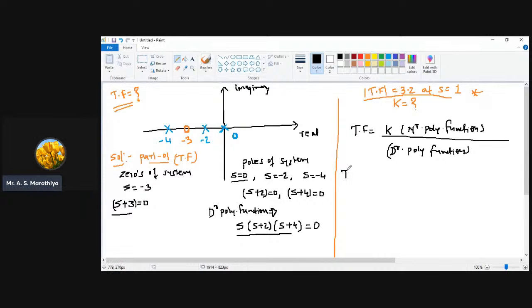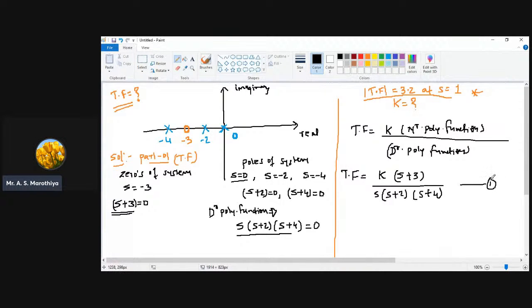So if you apply that logic, I can write the transfer function equals overall gain k multiplied by the numerator polynomial function, which is s plus 3, whole divided by the denominator polynomial function, which is s into s plus 2 into s plus 4. So I can write s in bracket, s plus 2 in bracket, s plus 4. That's it. This indicates your equation number 1.